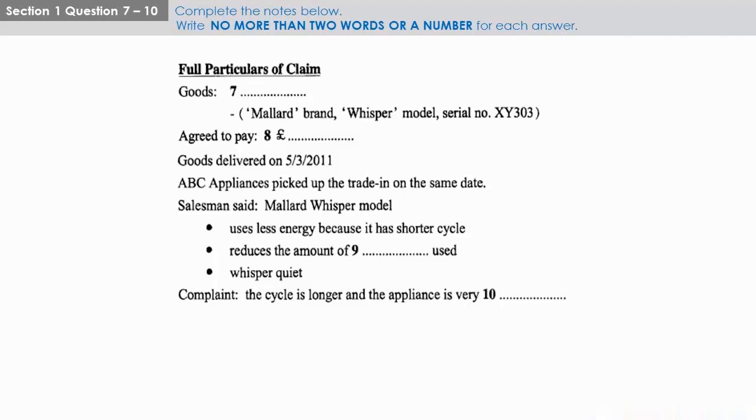What did the respondents say about the quality of the goods, or the way they would perform? The salesman who served me at the appliance shop said, "The Mallard Whisper model has a much shorter cycle, so it uses less power. Oh," and he added, "and it will also use less water." Is that true? Well, partly. It does seem to use less water, but both the wash cycle and the rinse cycle go on for much longer than my old machine, so I don't see how it can use less electricity. But the sales assistant also said, "This model is whisper quiet." And is it? No, not at all. It's so noisy we can't hear the television in the next room.